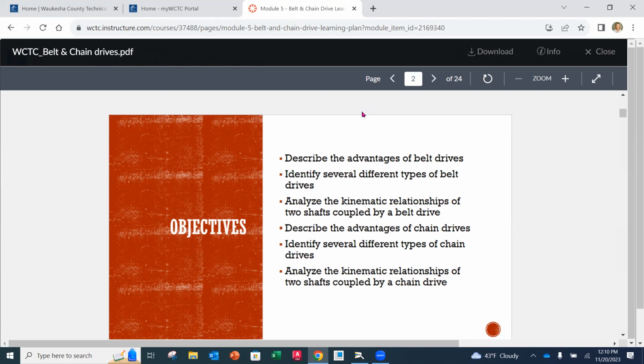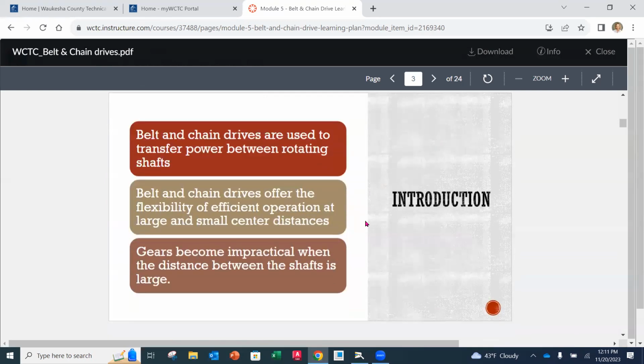Chain drives and belt drives go together really nicely because they're very similar in nature as far as the kinematics. The means to do the same type of job is different, but we're going to see a lot of similarities actually also from what we did in gears. So that's what we're going to be focusing on here today.